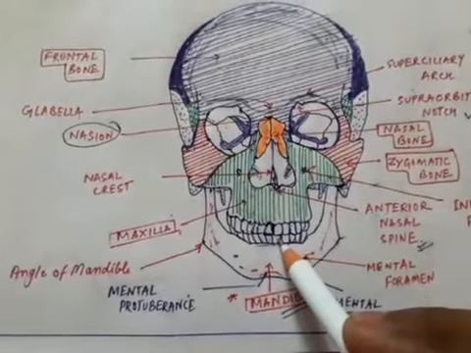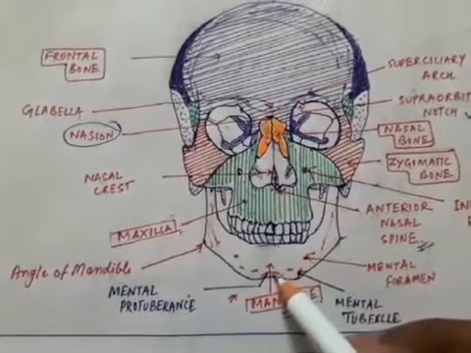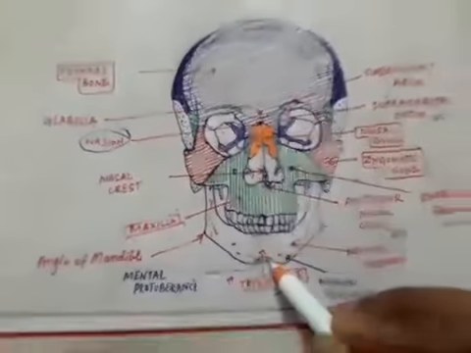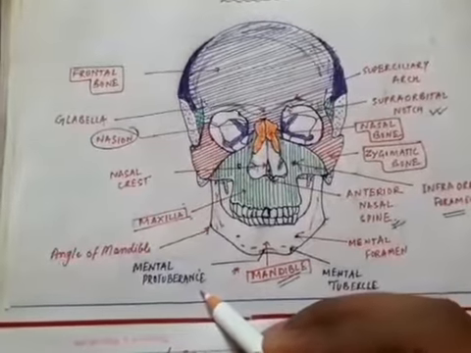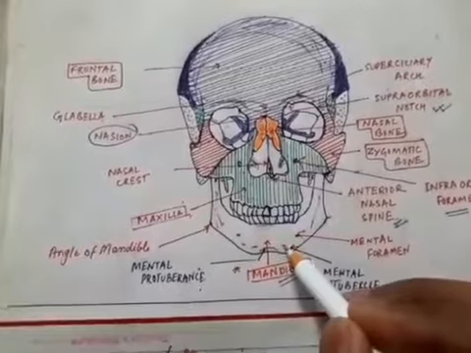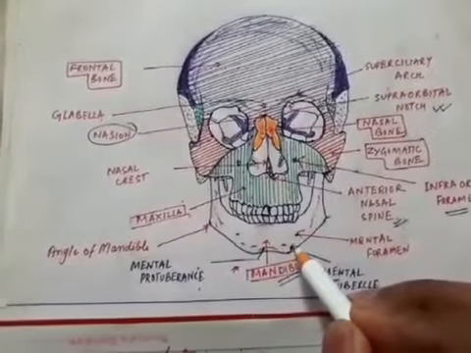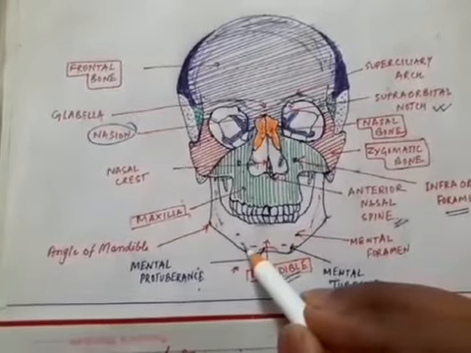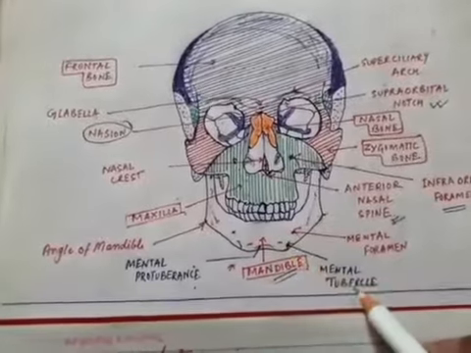The base of mandible has a midline swelling. See here, there is a midline swelling. It is called mental protuberance. Now just moving lateral to mental protuberance on either side are slightly more pronounced bumps. They are called mental tubercles.